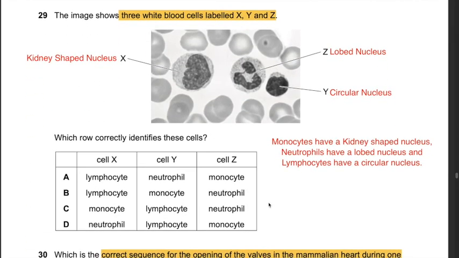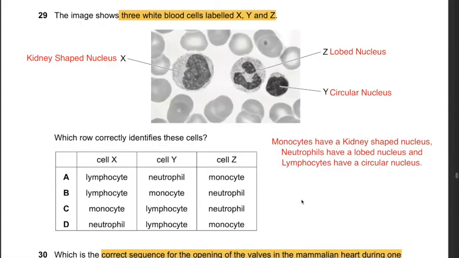Question 29. The image shows 3 white blood cells labeled X, Y, and Z. Which row correctly identifies these cells? X represents kidney-shaped nucleus, Z represents lobe nucleus, Y represents circular nucleus. And if you go to the rows, monocytes have a kidney-shaped nucleus, neutrophils have a lobe nucleus, and lymphocytes have a circular nucleus, leaving us with the answer being C.